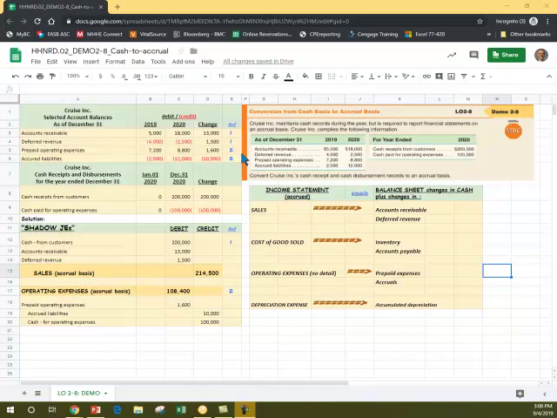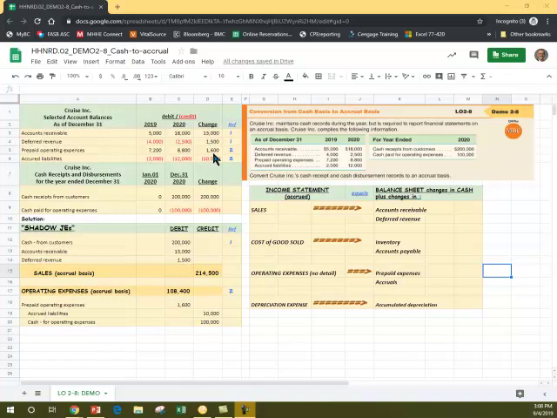Step 2, show the changes in the balance sheet accounts as either debit or credit changes. So, for example, for accounts receivable, it ended the year at $18,000 debit. It started the year at $5,000 debit. So to increase the account, there would need to be a $13,000 debit increase.